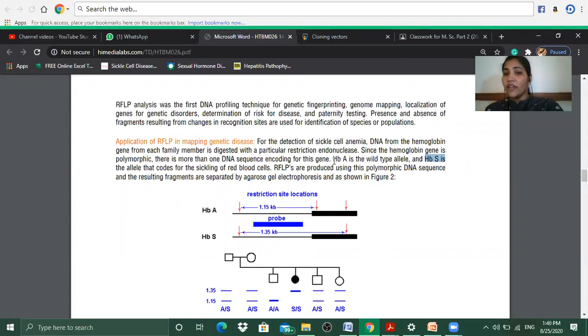So instead of having wild type HbA, the one who is suffering from sickle cell anemia will be having the HbS type of the hemoglobin gene on the chromosome. Okay? Since the hemoglobin gene is polymorphic, there is more than one DNA sequence encoding for the gene. This one can also encode for hemoglobin, and this one can also encode for hemoglobin. But you see, this one will be a defective one, right?